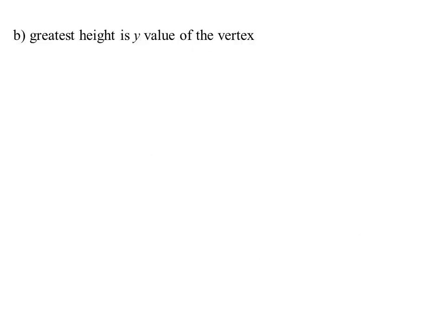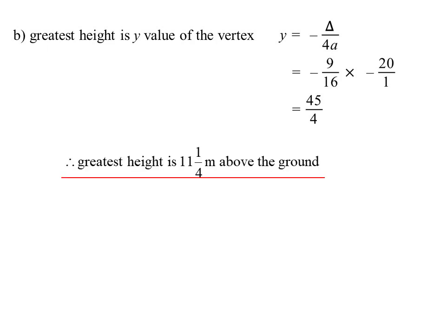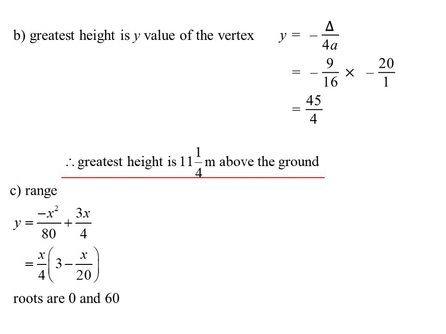The greatest height, well, that's the y value of the vertex, minus the discriminant on 4a. There we go, 45 on 4. So there we could get our 11.25 meters above the ground. The range, well, let's find when it hits the ground. That's how we found the range. So solve the quadratic here, and the roots are 0 and 60. So 60 must have been the range of this particle.